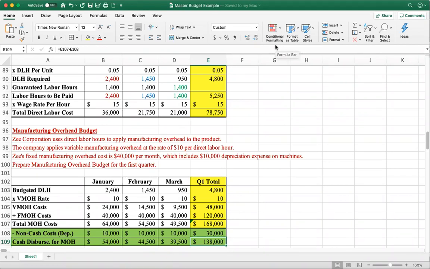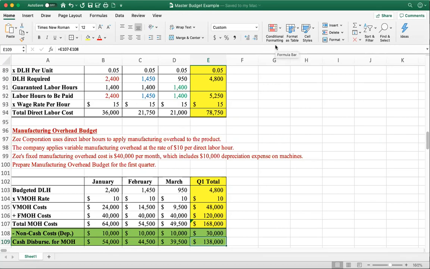The company applies variable manufacturing overhead at the rate of $10 per direct labor hour. So the variable manufacturing overhead rate is provided. Z's fixed manufacturing overhead cost is $40,000 a month. So fixed manufacturing overhead is provided. Now the fixed manufacturing overhead includes $10,000 of depreciation expense on machines. I'll discuss why this information is provided. We need this information because this is a non-cash outlay. Prepare the manufacturing overhead budget for the first quarter.